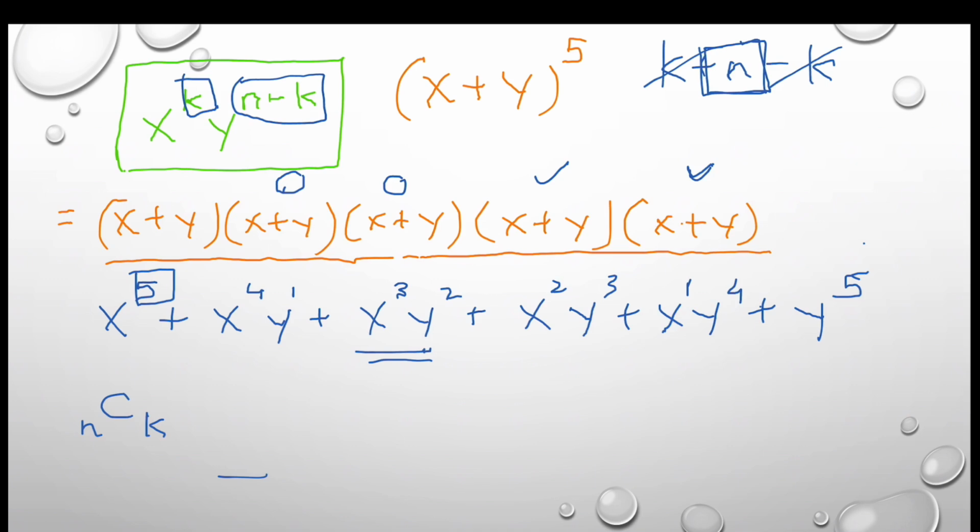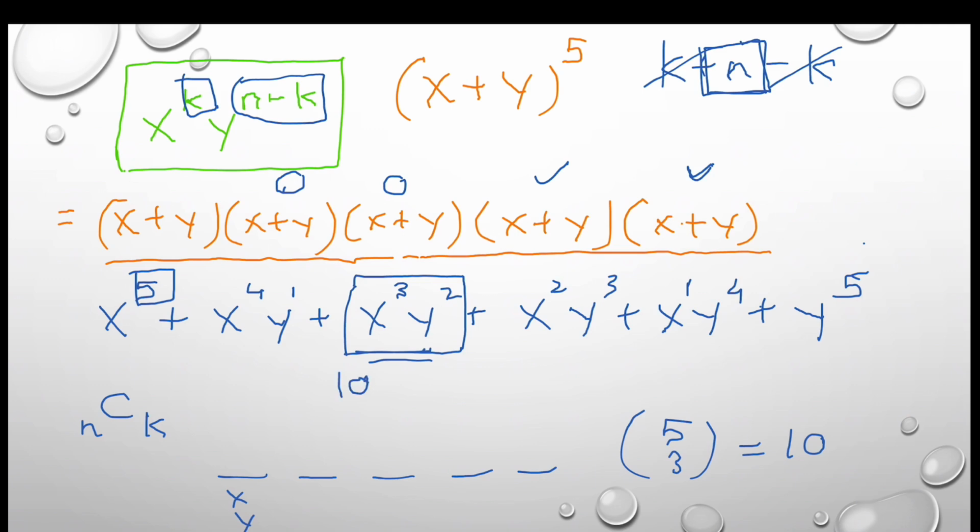Again, take 5 buckets. You can either choose x or y from each of them. And now to make x to the power 3 into y to the power 2, I need to figure out the number of ways I can pick 3 x's, which is given by 5 choose 3, which we already counted was 10. So the coefficient of x to the power 3 times y to the power 2 will be 10x cubed y squared.